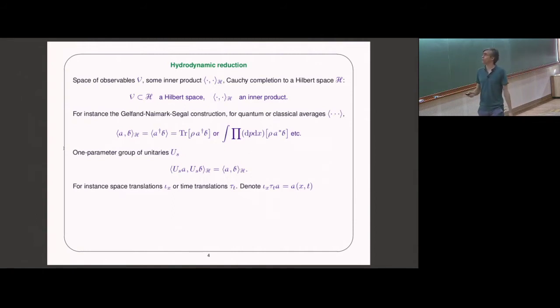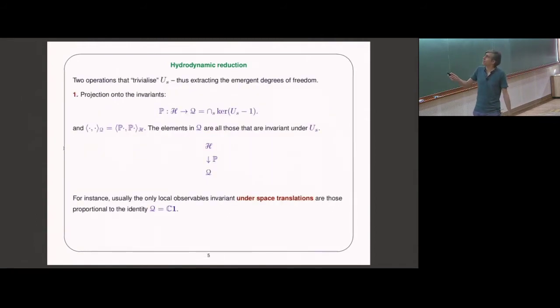Then what do we do with this? So the idea is to find some operation that trivializes this one-parameter group of transformations. So we want to take away things that change in space or things that change in time. Essentially, we want to look at large scales where things become homogeneous in space and time. That's the basic idea. There are two ways of trivializing the space of observables. So you can just do something that one does in hydrodynamics, project over the things that are actually invariant under this space or time translation, under this unitary group.